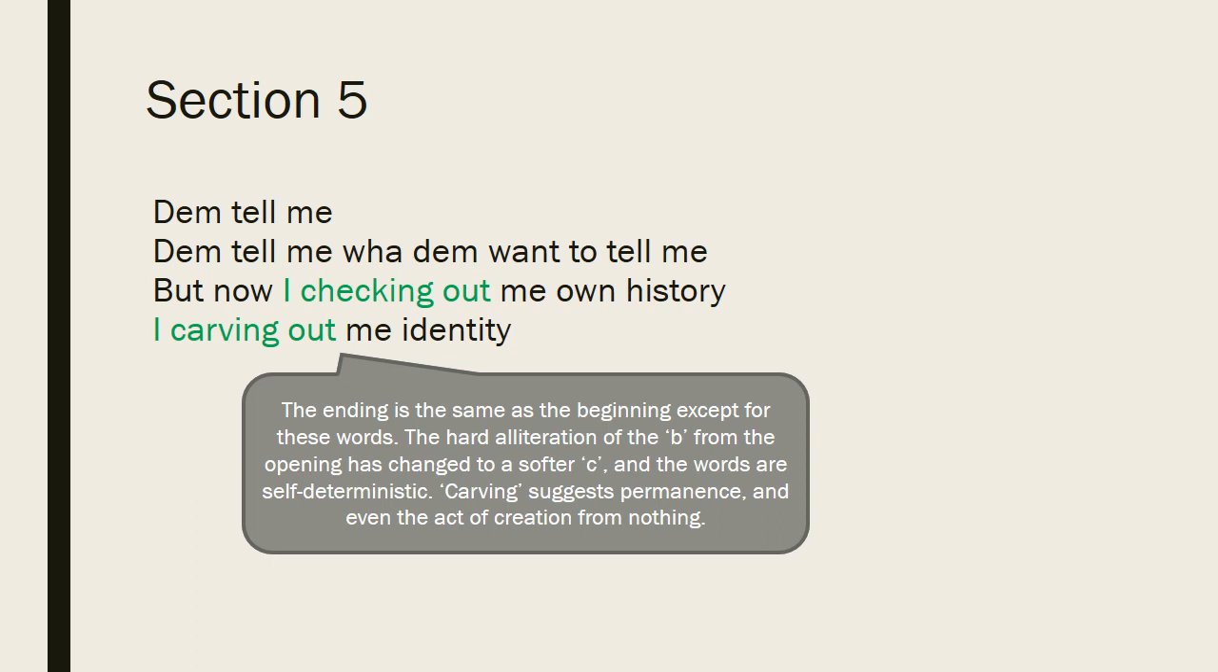Now, I've also noted that the hard alliteration of the B, the bandage and the blind, plosive sounds essentially, has changed to the softer checking and carving. Okay, and there's that point that they're self-deterministic. I mentioned at the beginning how you can see the anger early on. What I think is that the poem represents a softening of that anger. As he discovers more about the true nature of history, he discovers more about his identity. And that is where that idea of carving out comes as the perfect ending.